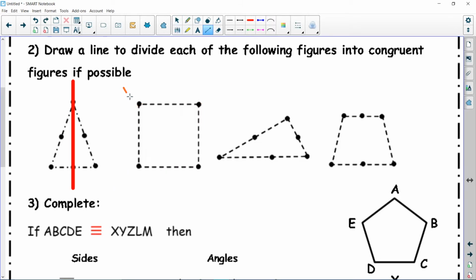I can also divide this square into two congruent figures from here. I can divide this triangle into two congruent triangles from here. I can also divide this trapezium from here.